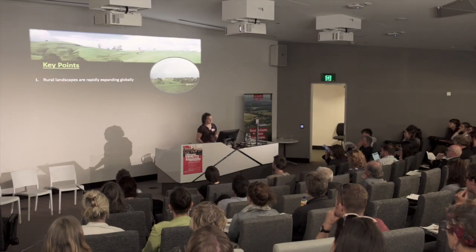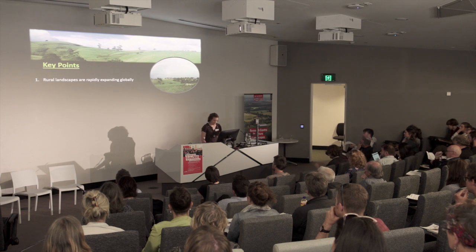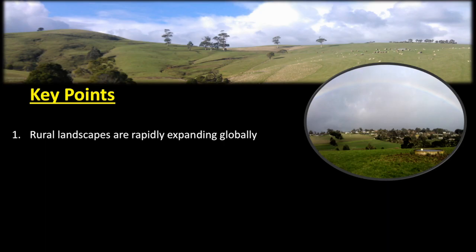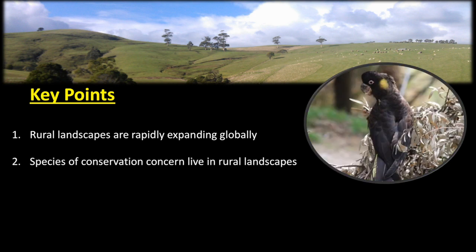So in summary, habitat transformation and disturbance in rural landscapes is predicted to continue and increase, and we've already heard that today. But these landscapes have an important role to play for conservation in the future. Rural landscapes can be home to species of conservation concern, even where there is limited or transformed native habitat.